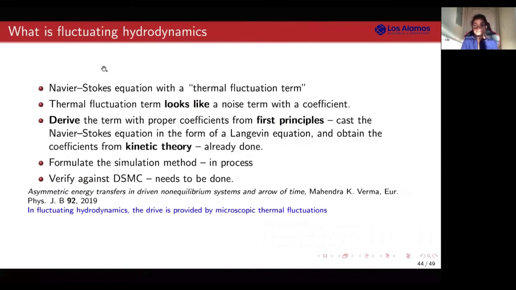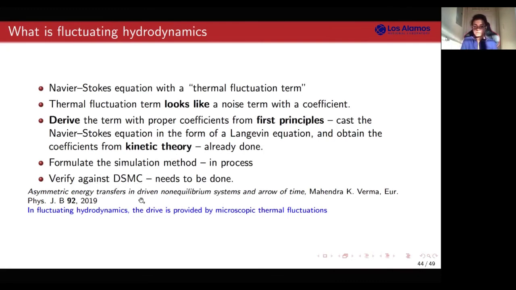So to say something about fluctuating hydrodynamics, what is fluctuating hydrodynamics exactly? It is basically Navier-Stokes with a thermal fluctuation term. And that thermal fluctuation term looks like a noise term, but the difference is it has a coefficient which is derived from first principles. That is, we cast the Navier-Stokes in the form of a Langevin equation, and then we can obtain self-consistent coefficients from kinetic theory. So I have done these derivations, and I am formulating the simulation method, and then we need to verify against direct simulation Monte Carlo.